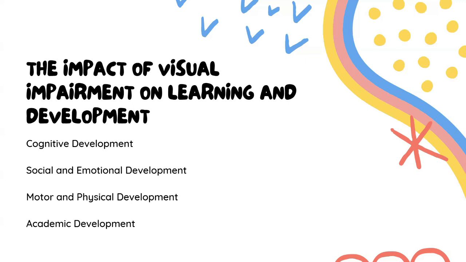In conclusion, visual impairment is a diverse condition that affects individuals in different ways. By understanding its classifications, causes, and impact, we can create more inclusive environments for education, employment, and daily life.